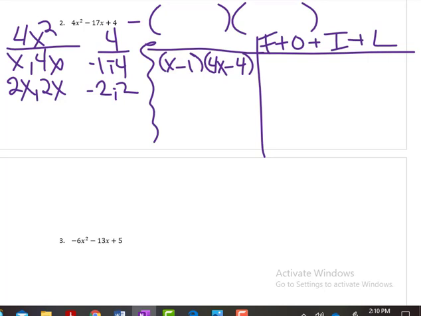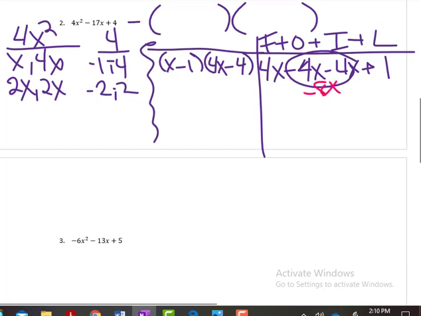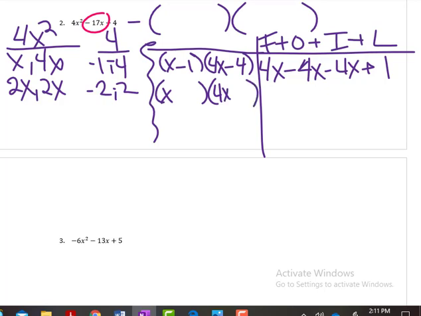So we do our first, 4x squared, do our outer, minus 4x, do our inner, minus 4x, do our last, plus 4. Now in the middle, notice that I have a negative 8x. What I need is a minus 17, so it doesn't work. All right, so what am I going to do? Well, I'm going to use the same terms, but I'm going to change their order. So I'm going to put a minus 4 here and a minus 1 there.